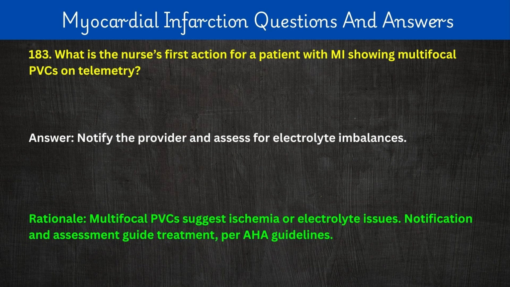183. What is the nurse's first action for a patient with MI showing multifocal PVCs on telemetry? Answer: notify the provider and assess for electrolyte imbalances. Rationale: multifocal PVCs suggest ischemia or electrolyte issues. Notification and assessment guide treatment per AHA guidelines.